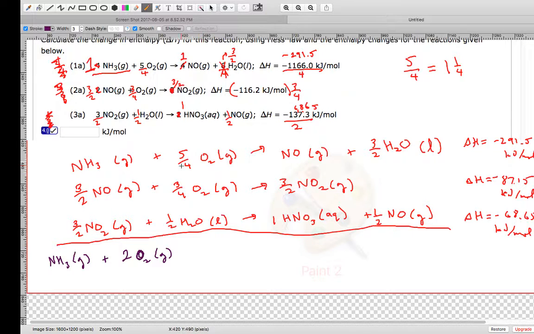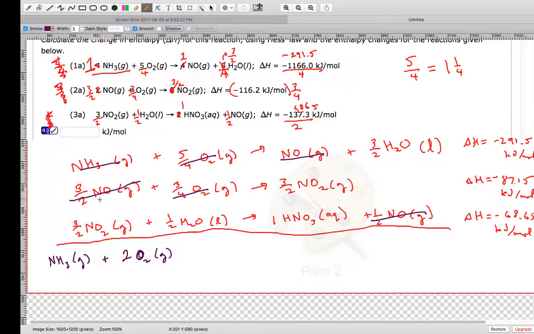What else I got here? So I'm done with these guys. What about this NO? Do I have to copy down this NO here? Well, let's see. I got 3/2 NO. Any more NOs? No. Here I have 1 NO. Here I have half an NO. 1 plus half is 1 1/2. 1 1/2 means 3/2. So this is 1 1/2. They cancel with this 1 1/2. Boom! Because 3/2 means 1 1/2.